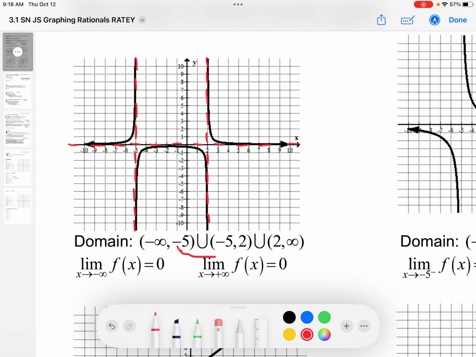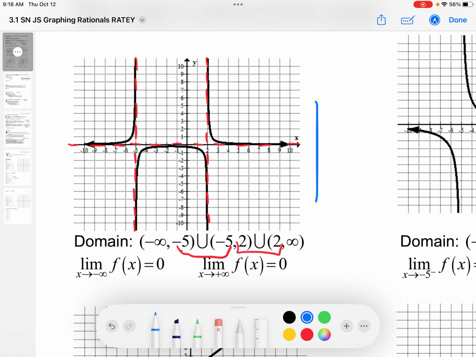If we think about the domain, it breaks at -5 because that's a vertical asymptote. It also breaks at x equaling 2 because that's a vertical asymptote. The graph is totally undefined at the vertical asymptotes.